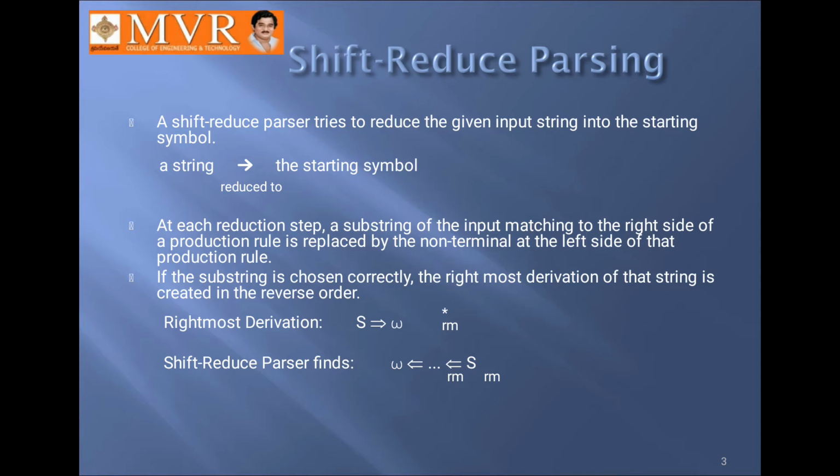The shift-reduce parser tries to reduce the given input string to the starting symbol. At each reduce step, a substring of the input matching the right side of a production rule is replaced by the non-terminal at the left side of that production rule. If the substring is chosen correctly, the rightmost derivation of that string is created in reverse order. As you are seeing on the screen, the rightmost derivation and the shift-reduce parser find it like this.